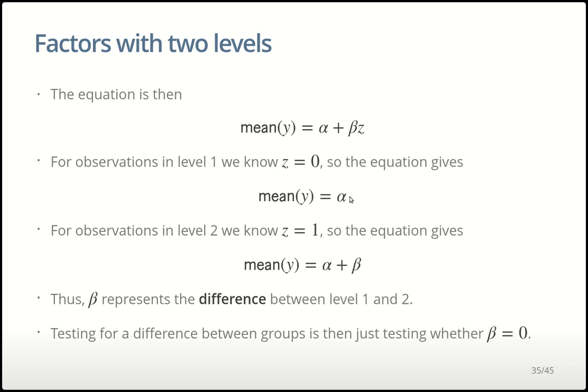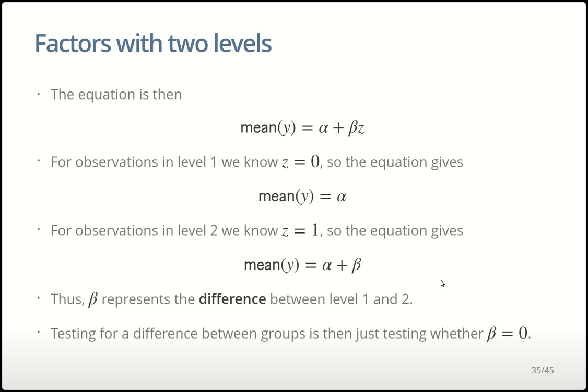So the average in the first group is going to be given by alpha. In the second group, z is 1, and so if you put z equals 1 into that equation, you get alpha plus beta times 1. Beta times 1 is just beta, so you get alpha plus beta. So the average in the second group is alpha plus beta, right? So that means that beta represents the difference between the first group and the second. So alpha is the mean of the first group, alpha plus beta is the mean of the second, so beta is the difference between the two.